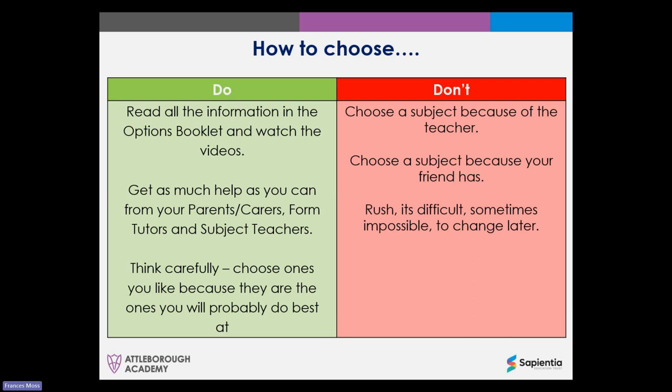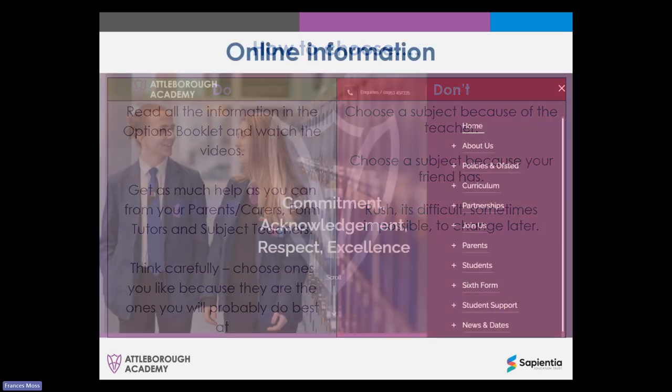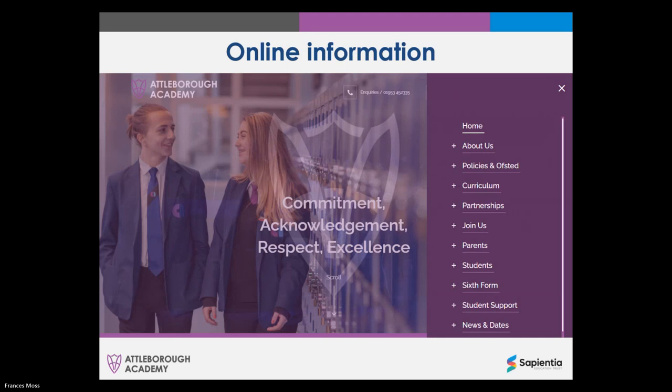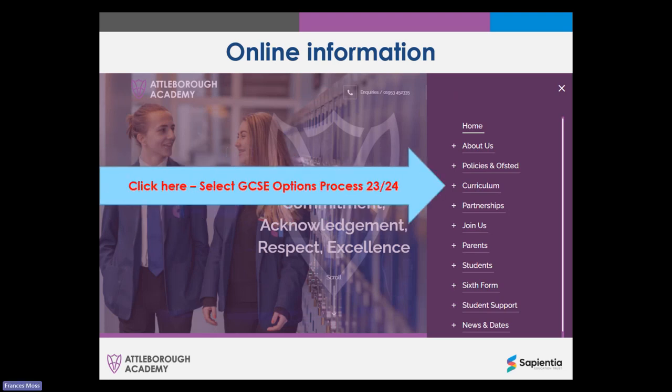Right, apologies. What to do next? After this presentation, it will appear for you to watch back if you wish on our website. If you click on curriculum, select GCSE option process 23-24, it will all appear on there. Already on there is the options booklet and all the videos for all those individual subjects, including core, for you to watch so you have more detail about what is in each of the courses.